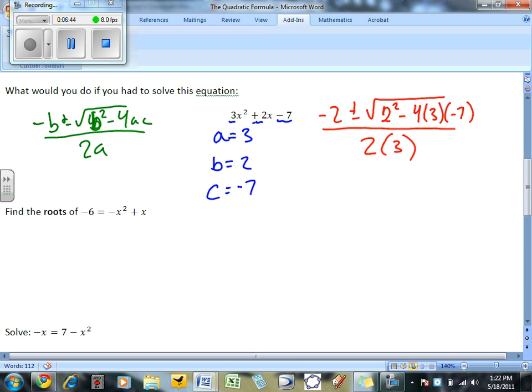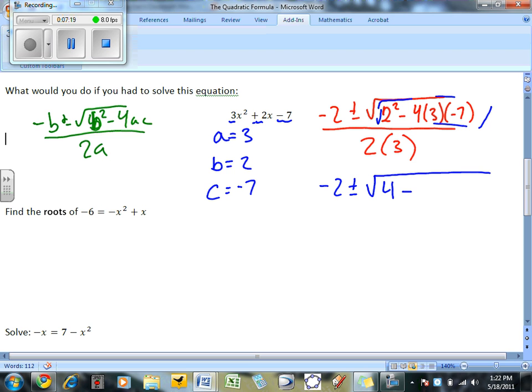Okay. Oh, we can do this. All right, so remember we had to work everything out inside here. So 2 squared was 4, so I have negative 2 plus or minus the square root of 4 minus, let's see, 4 times 3 is 12. 12 times 7 is what, 72? Is that right? 12 times 6 would be 72. 12 times 7 would be 84, right?